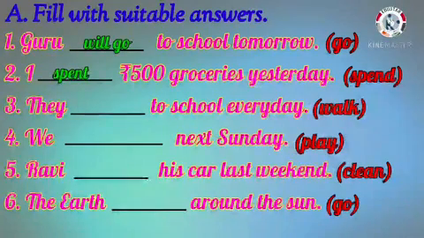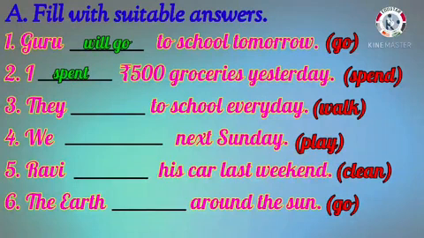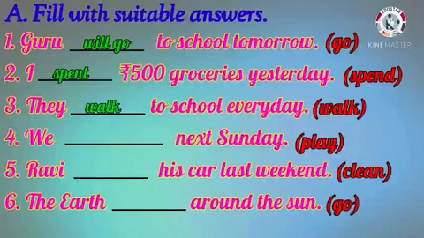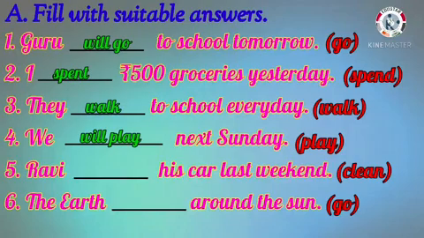So fill using spent. 3. They dash to school every day. The word given in bracket is walk. In this sentence, this word every day represents the routine. That is, the action happens regularly. So fill with walk because here the pronoun is they. 4. We dash next Sunday. Inside the bracket play is there. Next Sunday represents the future tense, so fill using will play.